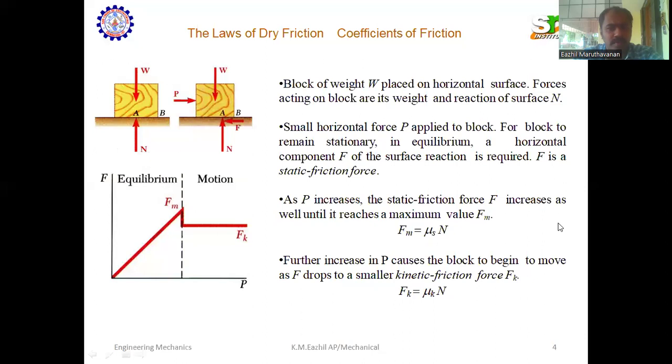We have seen about the basic concepts of friction in the last class. Now we'll see about the laws of dry friction and how the coefficient of friction needs to be calculated. Let's see the image. In the image, it is given that a block is in the stationary condition on a table.